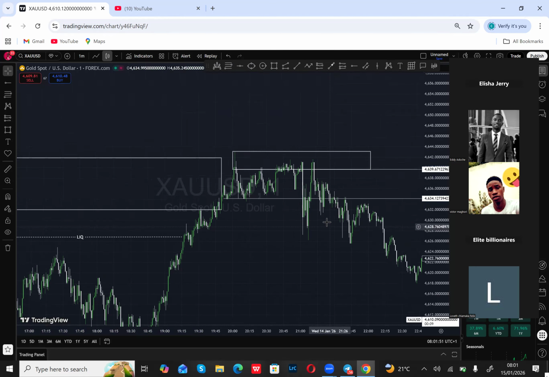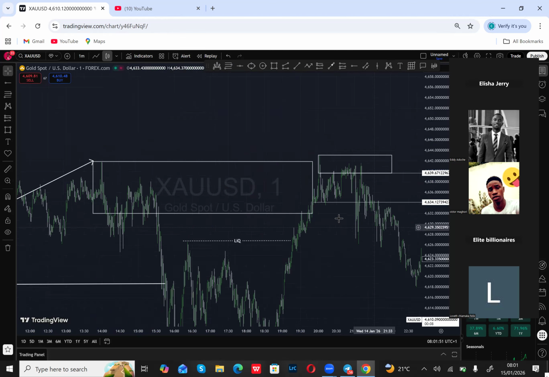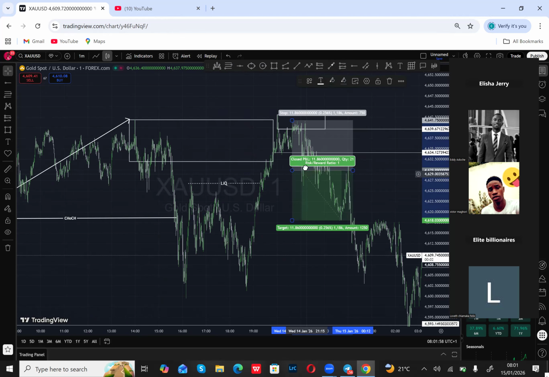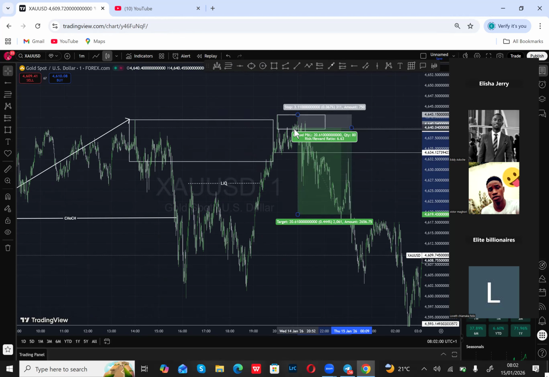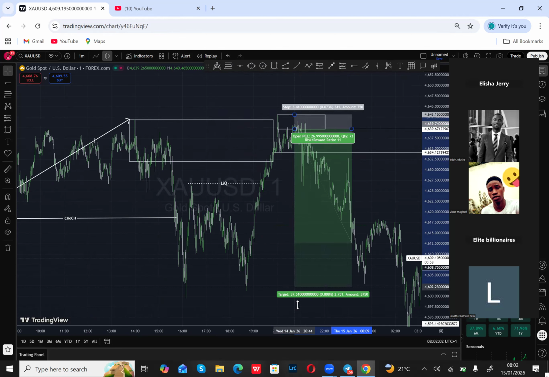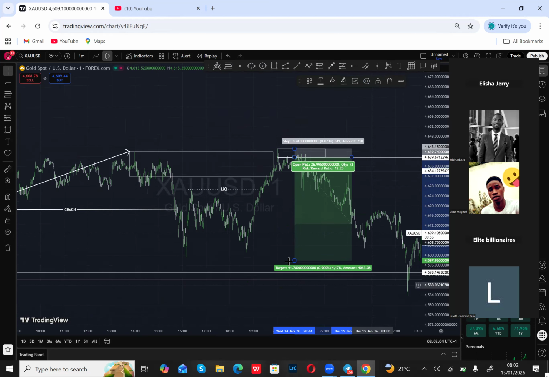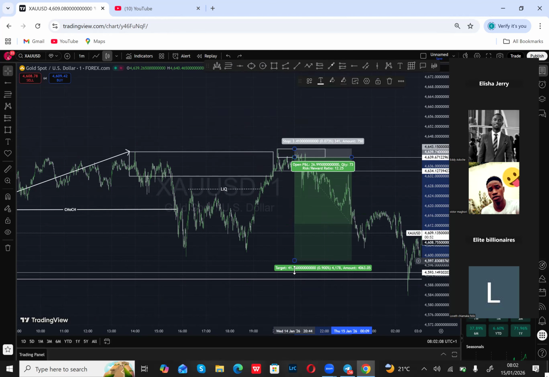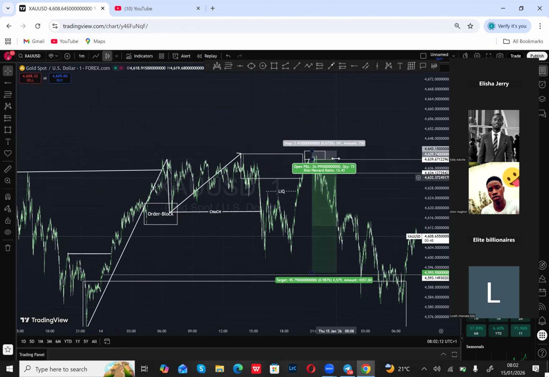So if you were selling from this zone, this would have been your take profit zone. So you'd have been targeting about 13R.